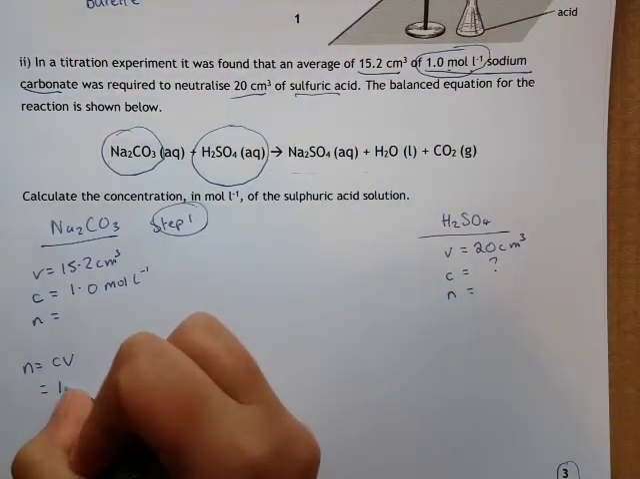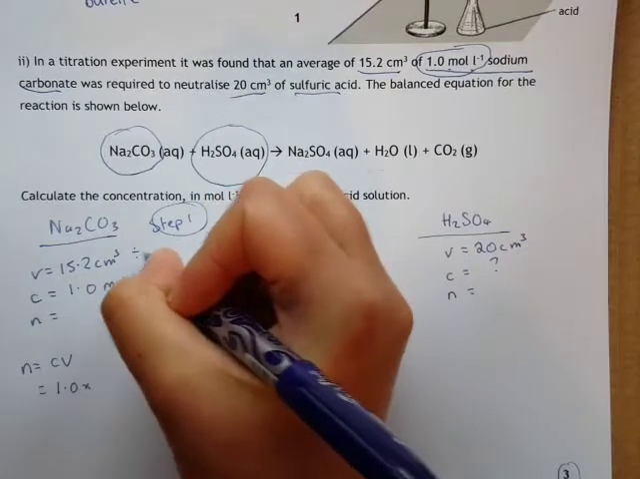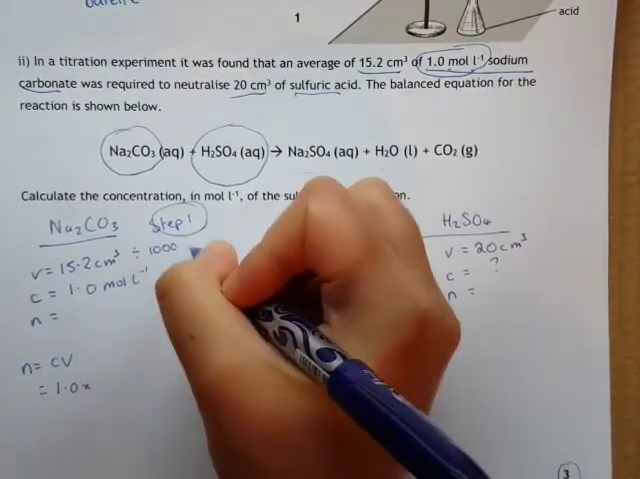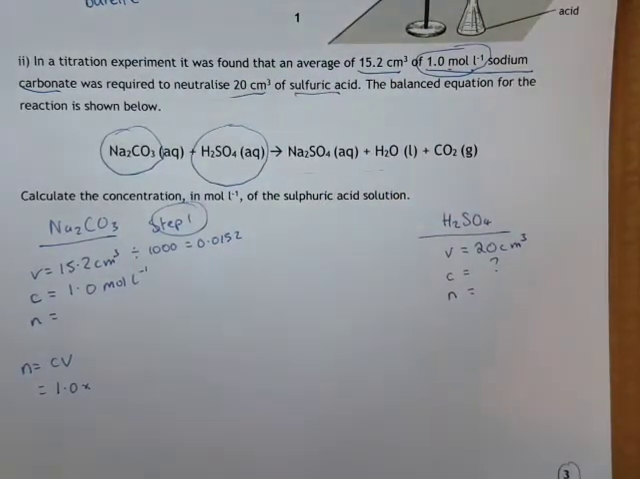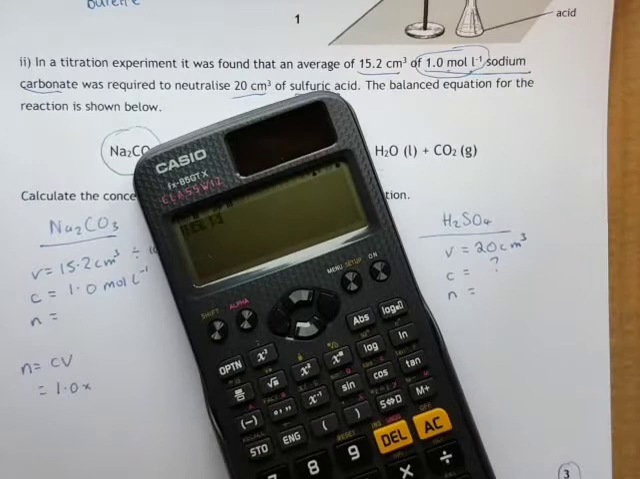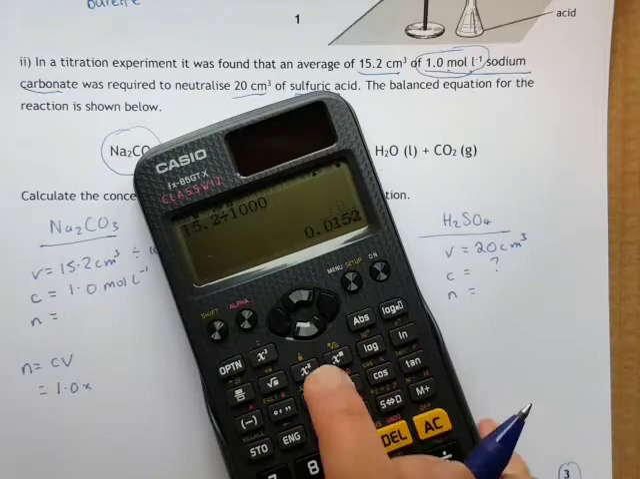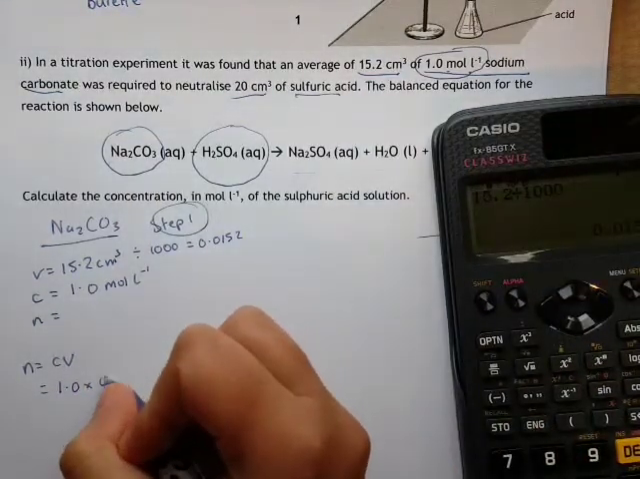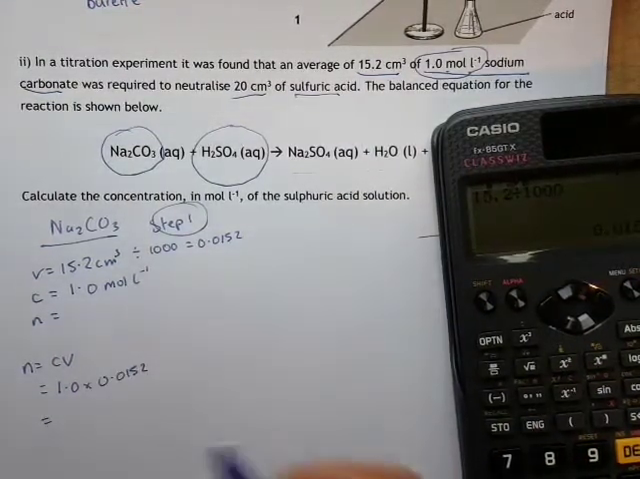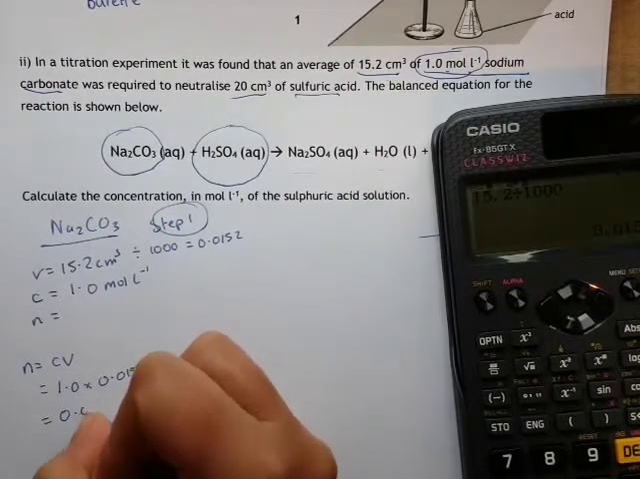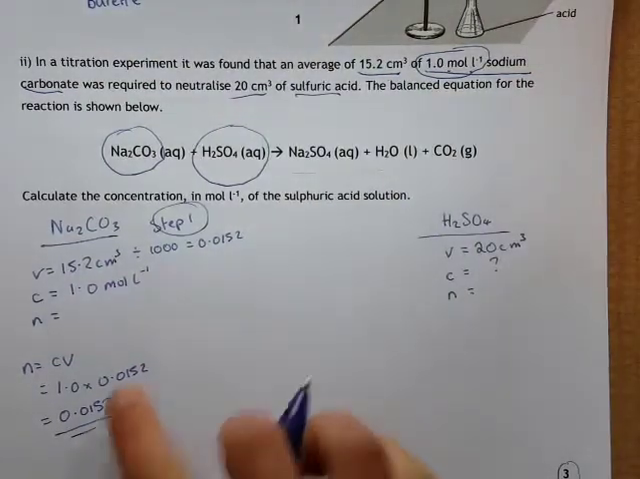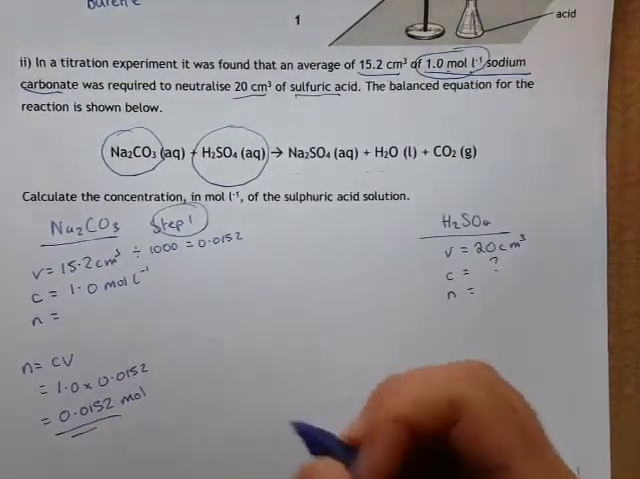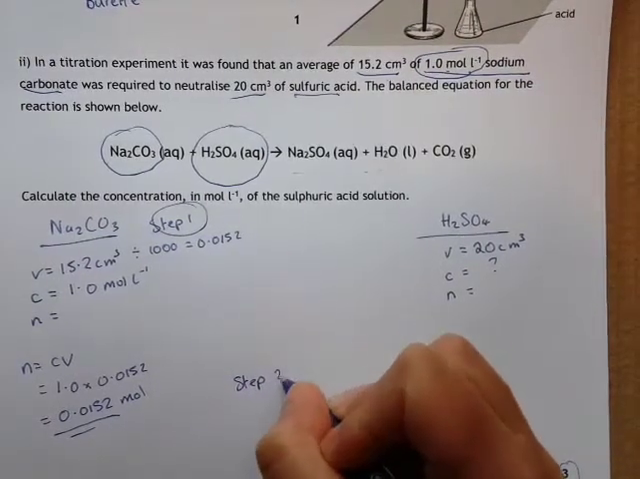Our concentration is 1, and our volume, we need to remember to convert to litres by dividing by 1,000. So that's going to be 0.0152 litres. So I'll just check that. Never just assume, always double check your calculator. So that is 0.0152. So 1 times 0.0152, which equals 0.0152 moles. Okay, so our step 1 is calculating the number of moles for the thing we have most information for. Step 2 is going to be the mole ratio.